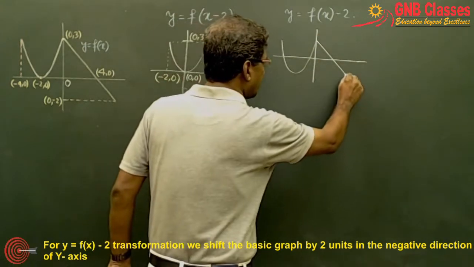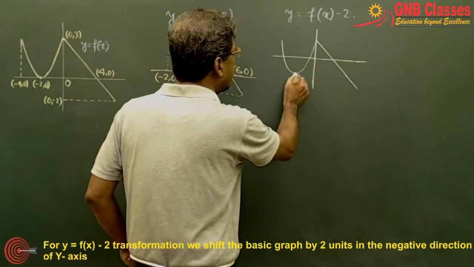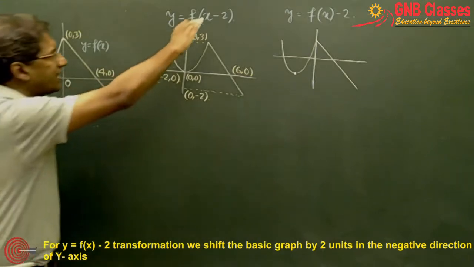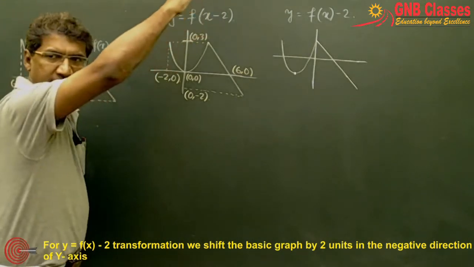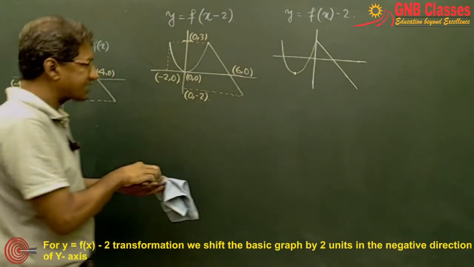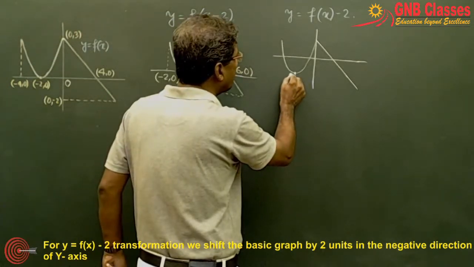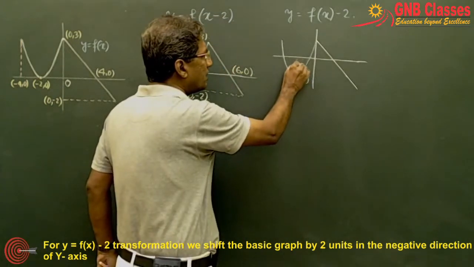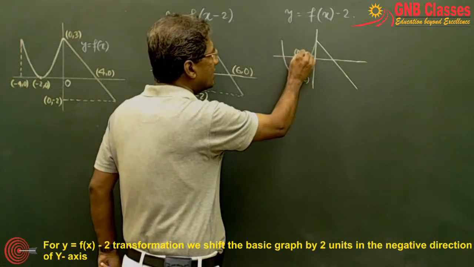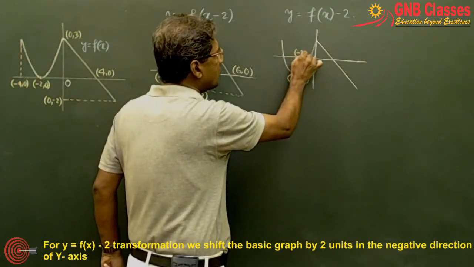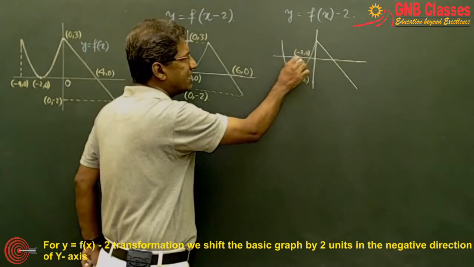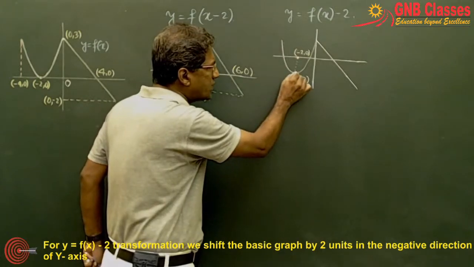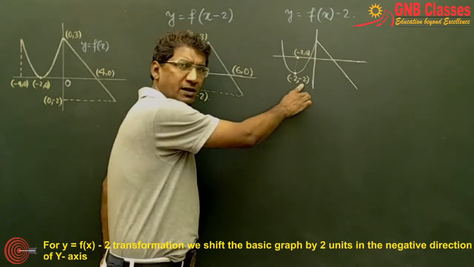This will come down. Now, this point will be what? You see, this point is (minus 2, 0). You have taken 2 units in the negative direction of the y-axis, so this point will now become (minus 2, minus 2). Have you understood? Because this point is (minus 2, 0), and you have shifted it in the negative direction of the y-axis by 2 units, so the coordinate of this vertex will be (minus 2, minus 2).